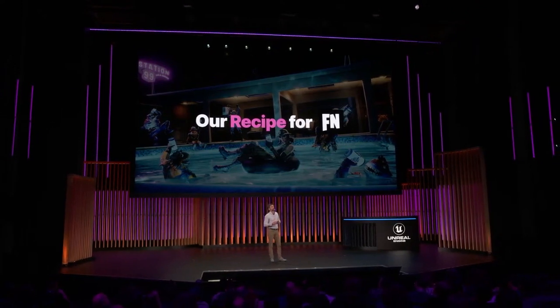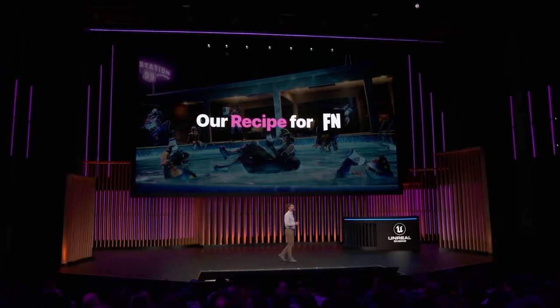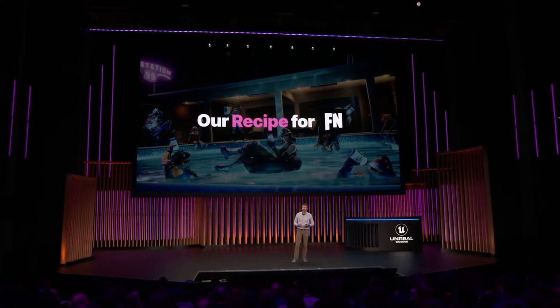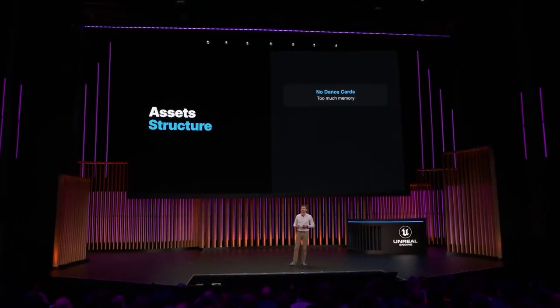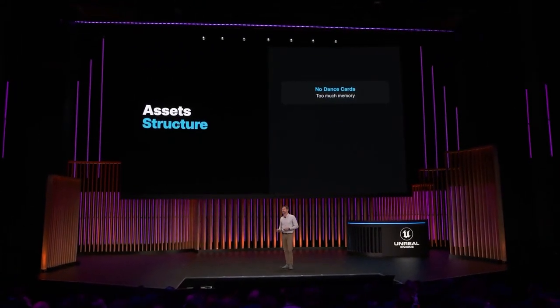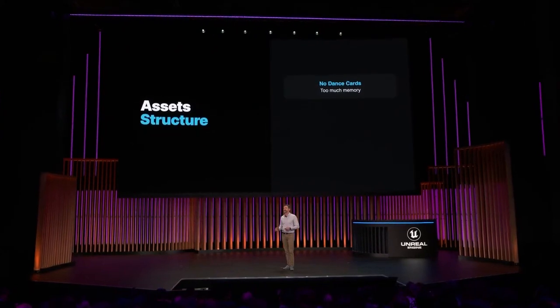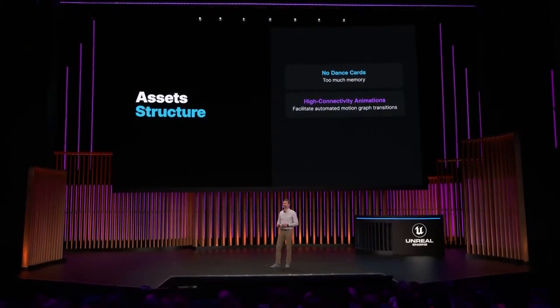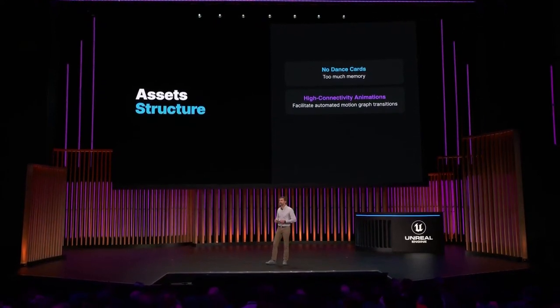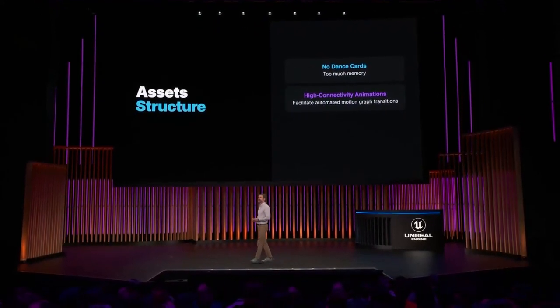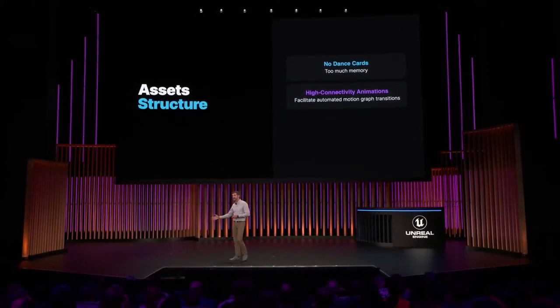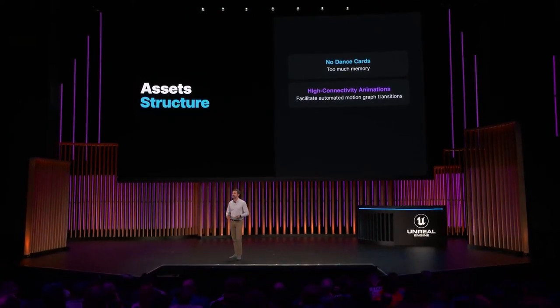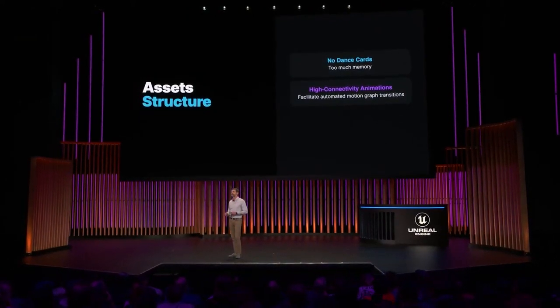With the basics out of the way, let's continue our dive into the Fortnite motion matching recipe. Because of Fortnite's tight memory budget, we decided against dense cards. And instead, we started with well-crafted short animations with higher connectivities for those pose features we wanted to match, like character feet positions and velocities, to facilitate the motion graph's automated transitions.